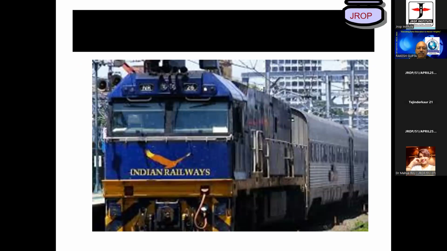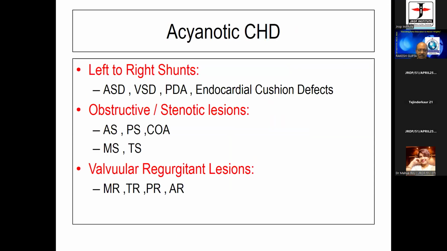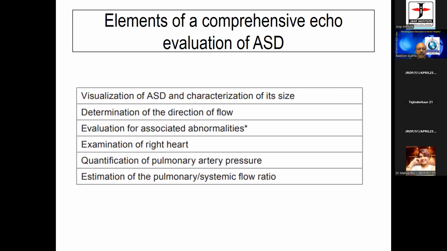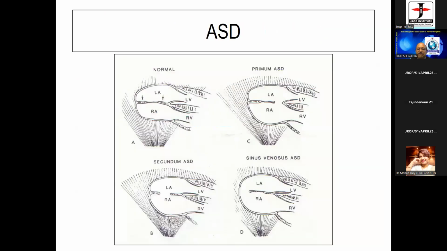Now my journey moves to the next phase. When we looked at sequential examinations, we talk of acyanotic congenital heart disease. Acyanotic means we have ASD, VSD, PDA, coarctation of aorta, then AS and PS, MS and TS, and then regurgitant lesions. Now, the most important first lesion is atrial septal defect.